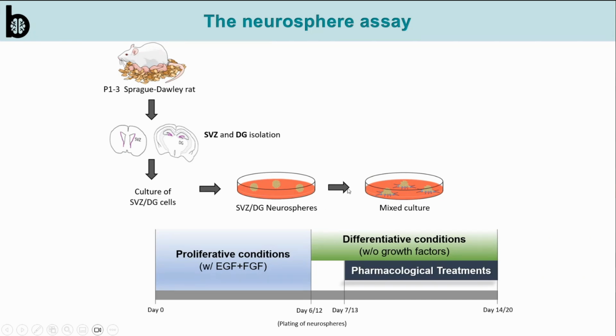After this, we plate the cells, and I will explain briefly later how we plate them. We plate and leave them without the growth factors, and then we can treat these cells with the different drugs that we want to test. After some period of days, depending on what you want to analyze, these cells will start to migrate out of the neurospheres and start to differentiate. So we can see whether the drugs we are testing are inducing neurogenesis or not.